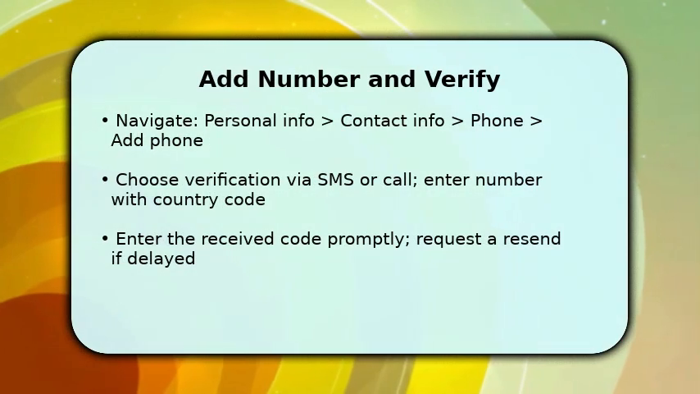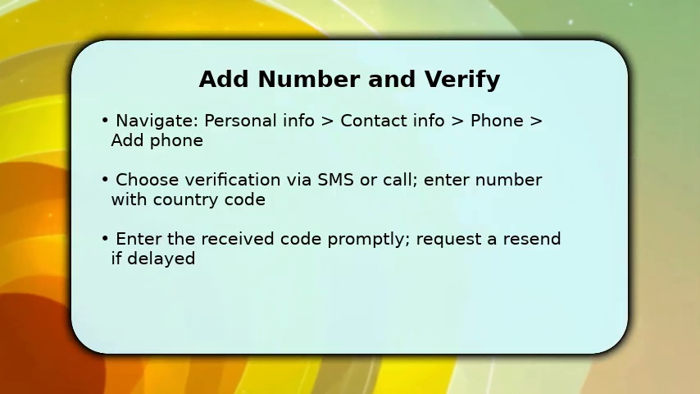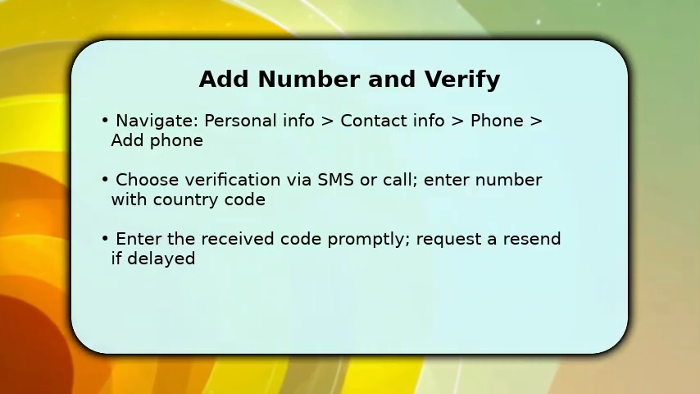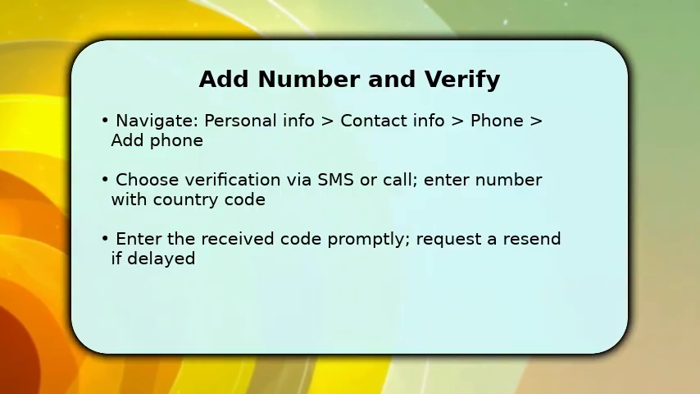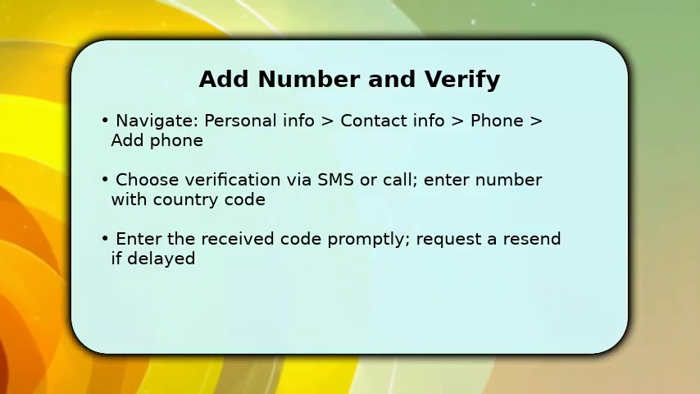Now you add the number. In Personal Info, tap Contact Info, then Phone, and choose Add Phone. You'll enter the full number including country code. Double-check digits to avoid delays.